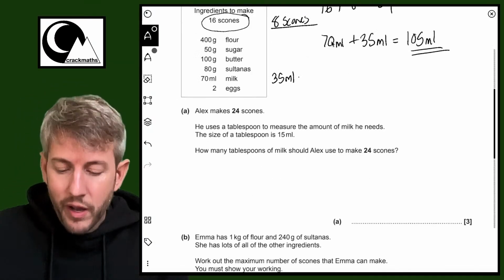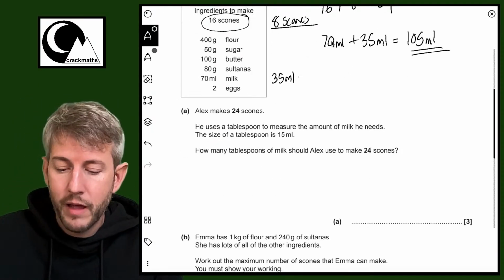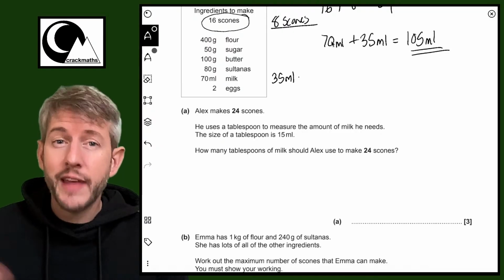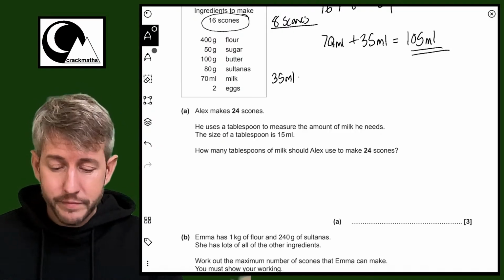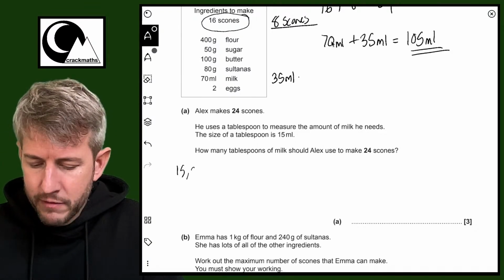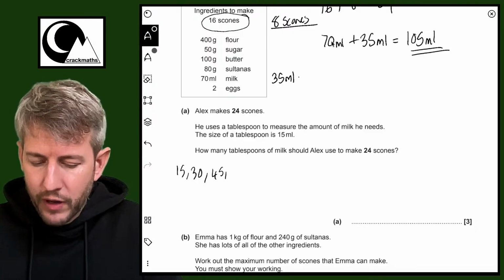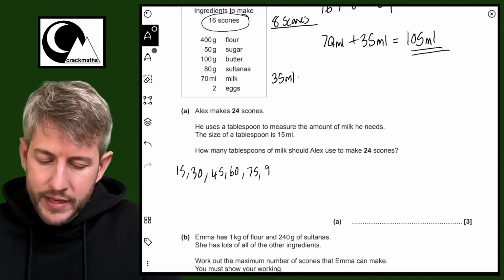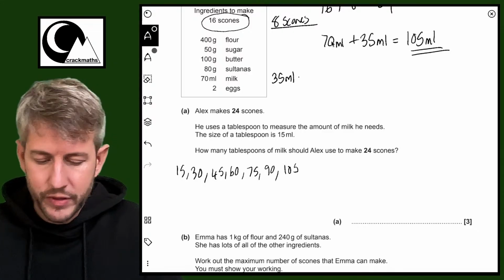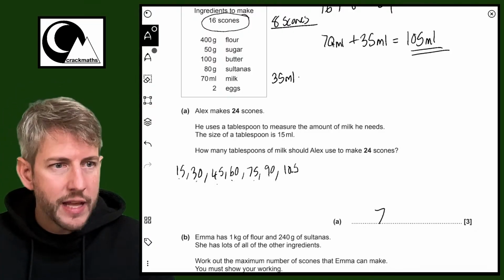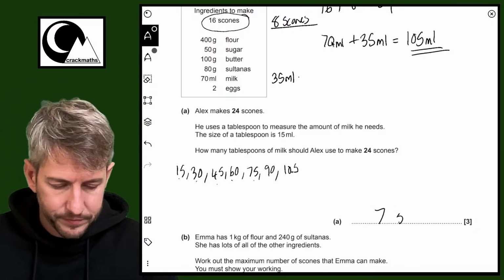And then we need to work out how many tablespoons is that. So how many 15 ml tablespoons gets us up to that 105. So what we can do is we can kind of just count up in 15. So 15, 30, 45, 60, 75, 90, 105. So that's 1, 2, 3, 4, 5, 6, 7. Here we go. So that's 7 spoons.